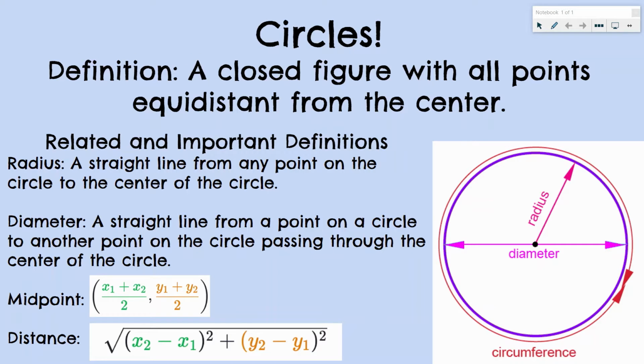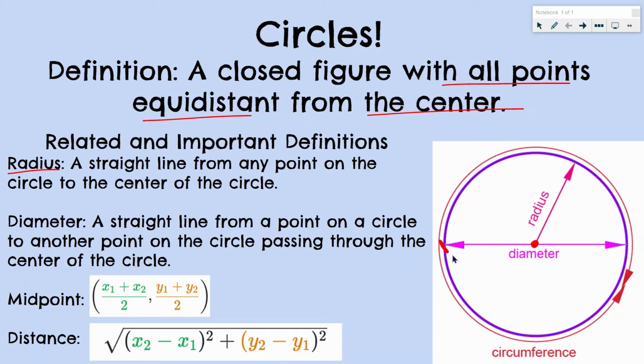All right, so here we're going to be talking about circles. A circle is really just a closed figure with all points equidistant from the center. And that distance is really just the length of the radius. The radius measures how far all of these points are from that center point, and they're all the same distance because they're all measured by that radius.